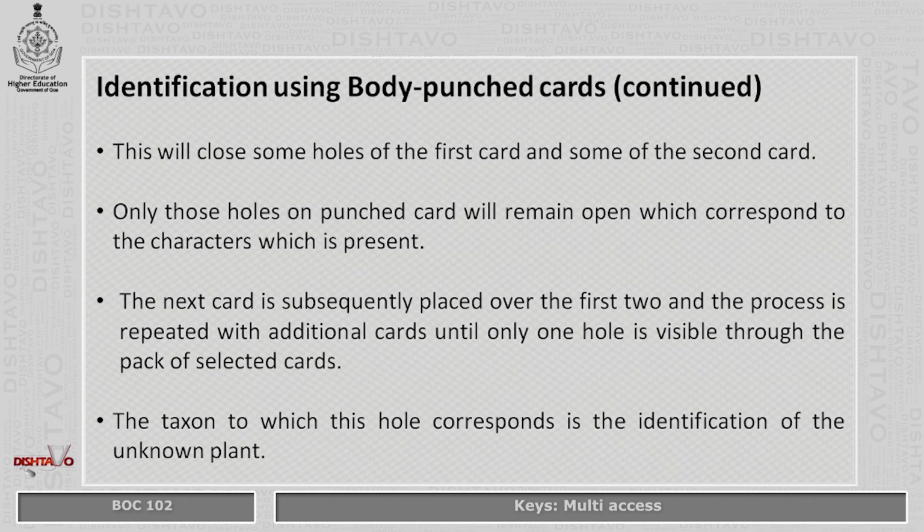When the second card is placed above the first one, this will result in closing some holes of the first card and some holes of the second card. Only those holes on the punch card will remain open which correspond to the character which is present. The next subsequent card is placed over the first two and the process is repeated with the additional cards until only one hole is visible through the pack of selected cards. The taxon to which this hole corresponds is the identification of the unknown plant.